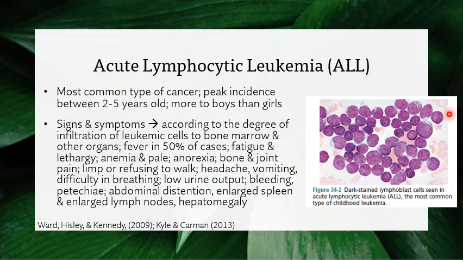So this is how it looks under the microscope. It's the most common type of cancer in children, with peak incidence at 2 to 5 years old, more in boys. The signs and symptoms, of course, come from leukemic cells in the bone marrow and other organs.